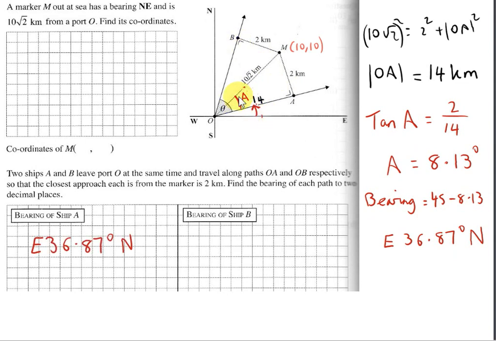Now, how do we find the bearing of ship B? Well, we're interested in this angle here. But you can see from the diagram that there's a certain amount of symmetry. This angle A is equal to this angle here. These two angles are the same.